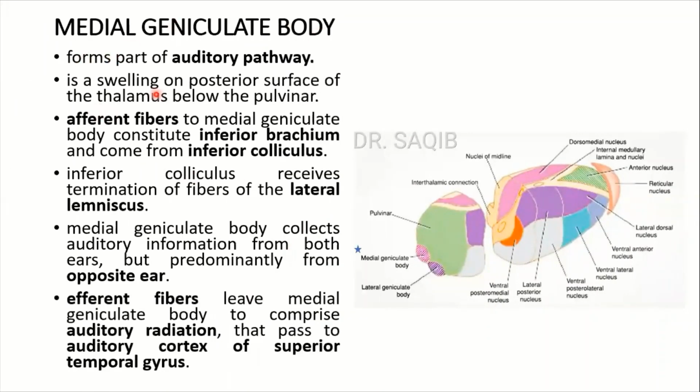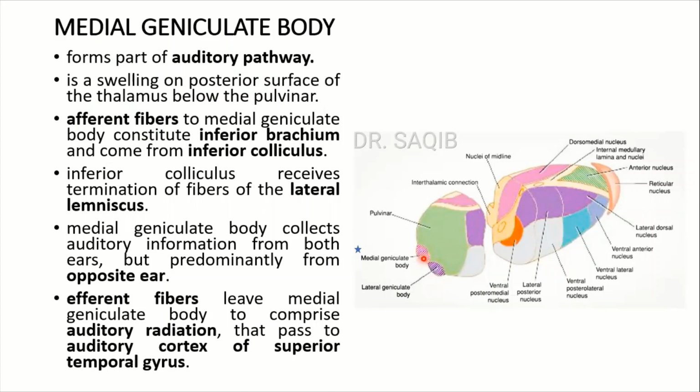The medial geniculate body forms part of the auditory pathway. So the medial geniculate body is concerned with hearing. You can remember M for music, and music is of course for hearing, the auditory system. So the medial geniculate body is responsible for auditory pathways. It's a swelling on the posterior surface of the thalamus below the pulvinar. Here you could see it.